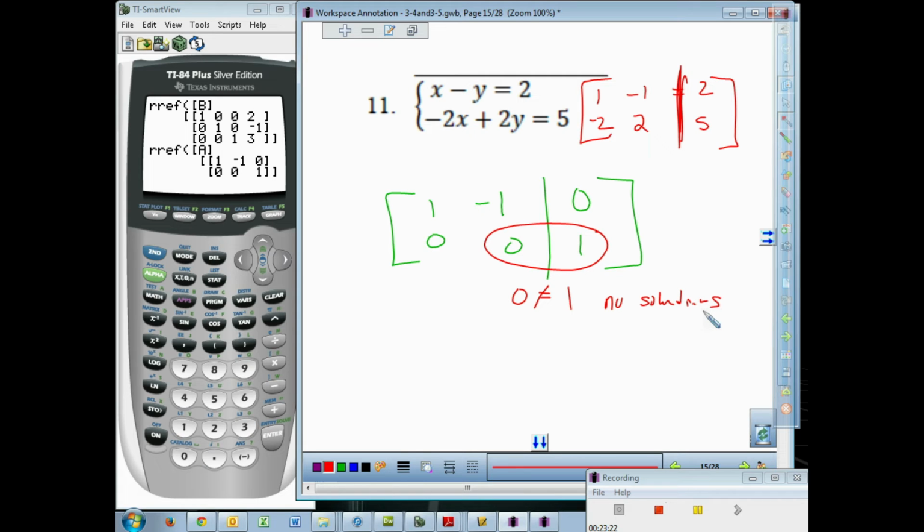How come there's no solutions? What would that mean about these 2 lines right here? Parallel lines. No solutions. Parallel lines. Because there were not 1s diagonally, that means that there was either infinite solutions or no solutions to this system. How did I determine? I looked at these 2 particular numbers right here. This says 0 equals 1, which is not true. Consistent or inconsistent?